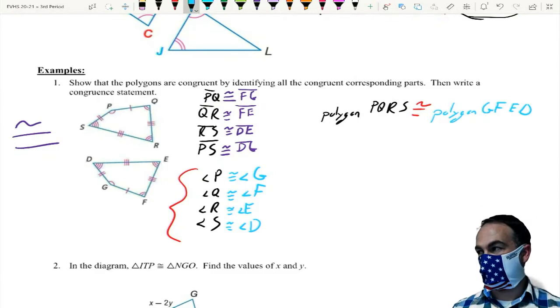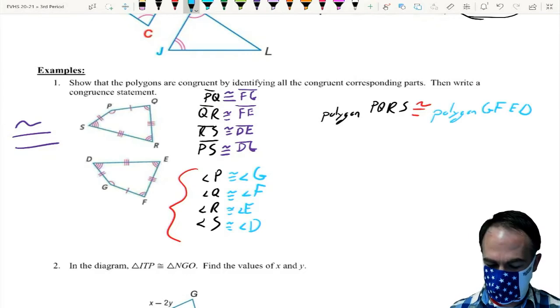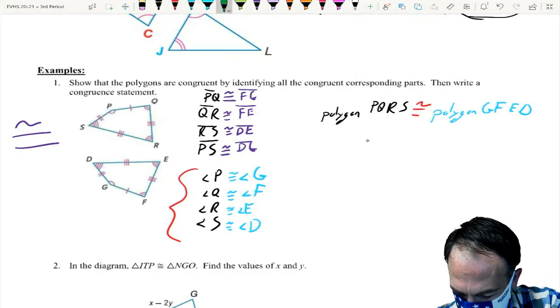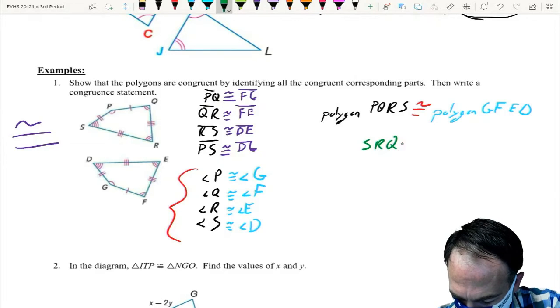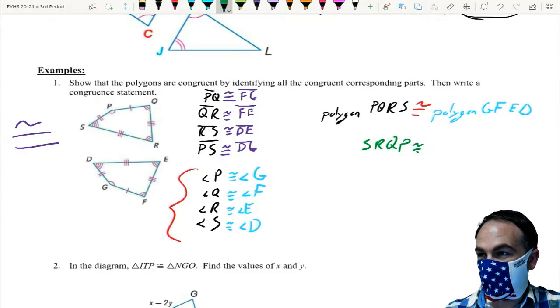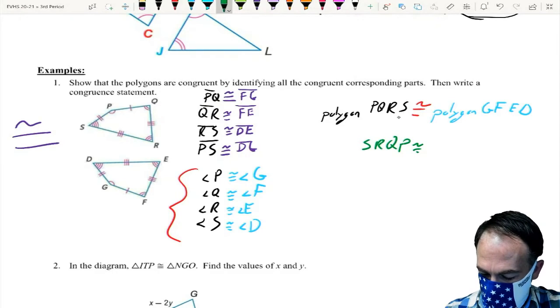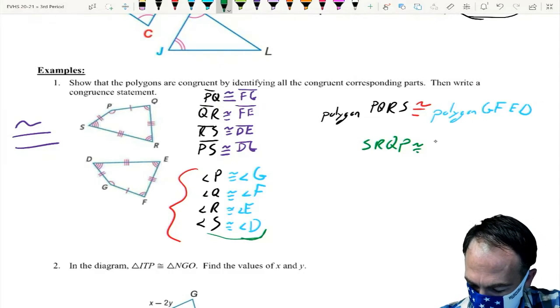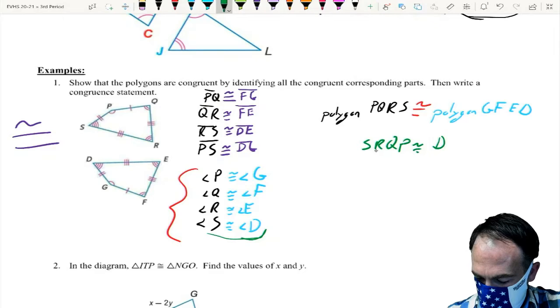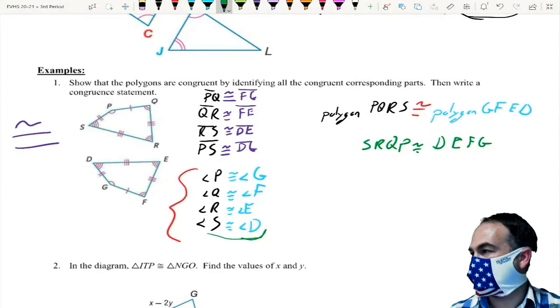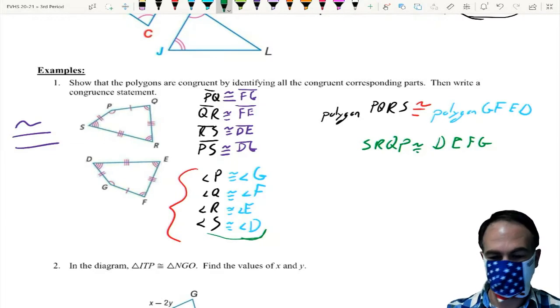Now again, when I said order does matter in some cases but not in others, here's what I mean. If I had done this as SRQP, that's fine as long as my second set matches with it. So S matches with D, we see that over here. So in that case, D would have to go first. Now R is second and R matches with E. So we would just have to put them in the correct order so that all the corresponding parts match up.